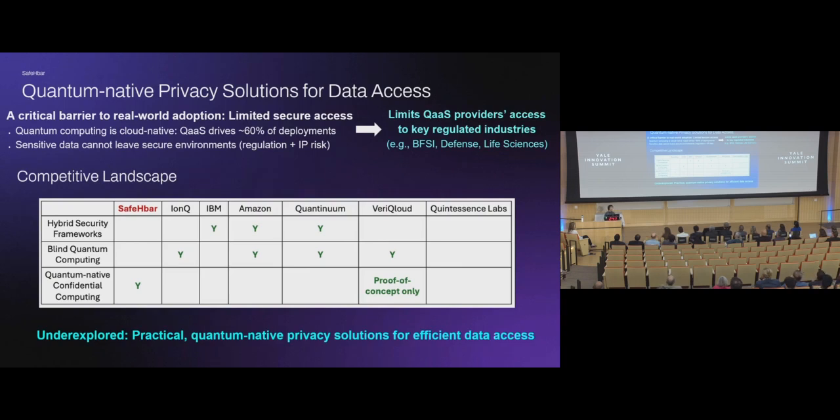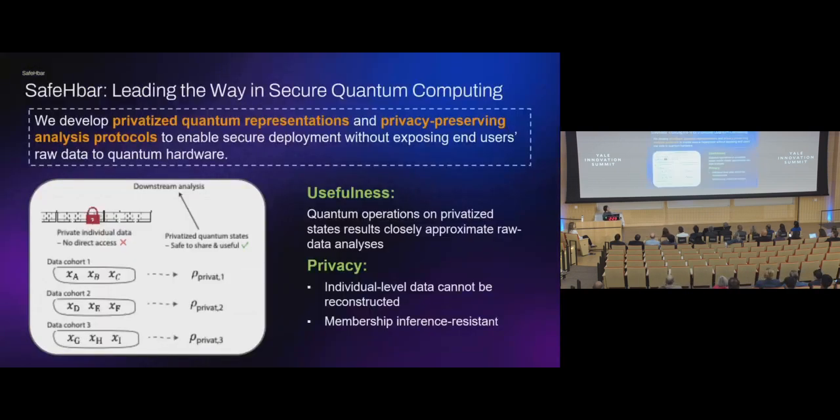We identified a middle ground, which we call quantum native confidential computing, a practical quantum native privacy solution for protection of individual level data while enabling scalable, efficient data access and analysis. Let me introduce SafeHbar. We utilize quantum properties to develop privatized quantum representations and the corresponding privacy-preserving quantum analysis protocols to enable secure quantum deployment without exposing end users' raw data to quantum hardware.